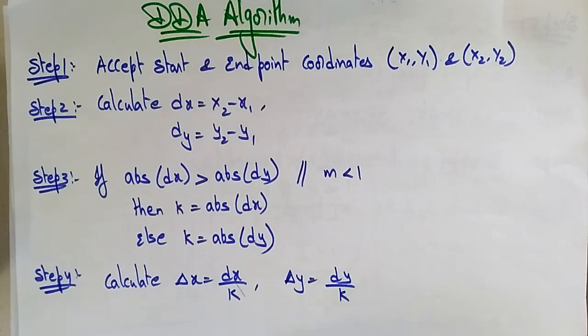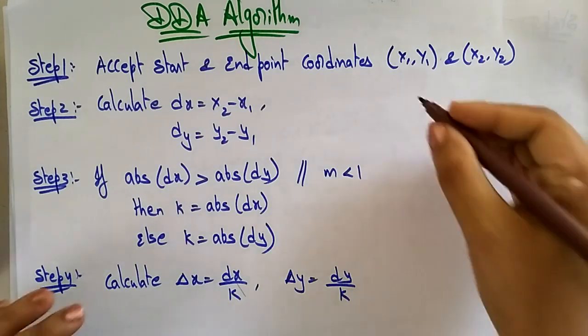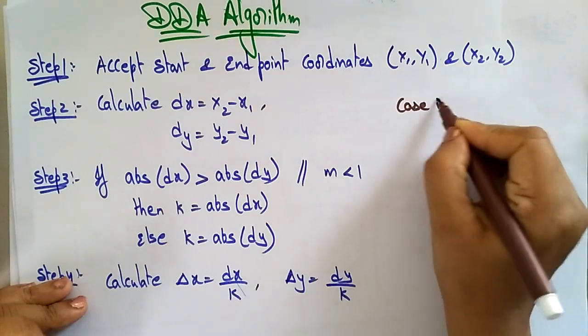Students, welcome back. Let's continue with our DDA algorithm, that is, the digital differential analyzer. In the previous video I explained what a line is and what the slope of a line is, and with the help of the slope, how you can draw the line segment using the DDA algorithm with the help of three cases.